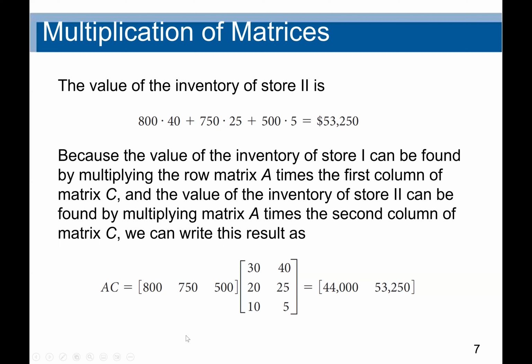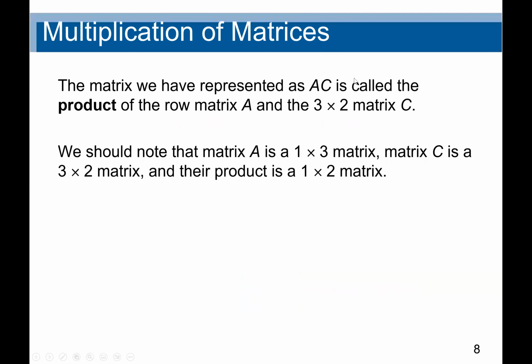So we can see that we have 3 columns first, then 3 rows in the second matrix, so we can do the multiplication. So we should know that matrix A again is 1 by 3, because 1 row, 3 columns. Matrix C is 3 by 2, and the product of the two will give us matrix A's 1 row, matrix C's 2 columns. So the product answer will be a 1 by 2 matrix. The 2 is the second matrix's column size, and the first matrix's row size will be the final answer.